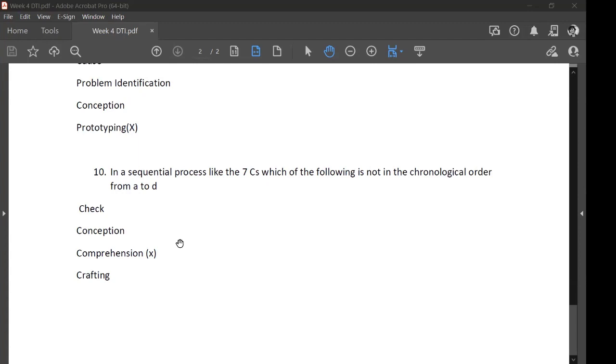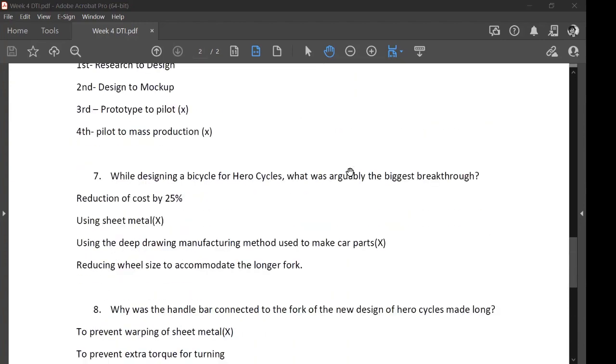So in the chronological order, comprehension is out of place.